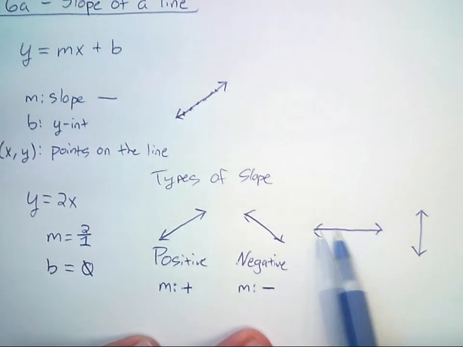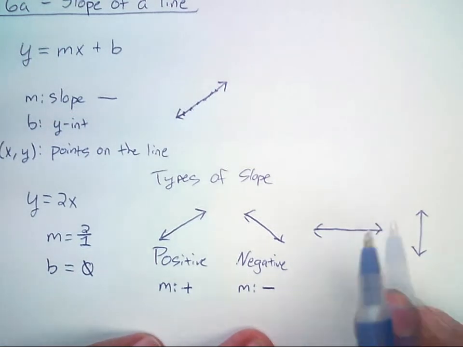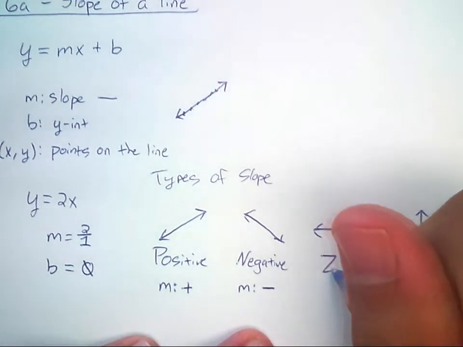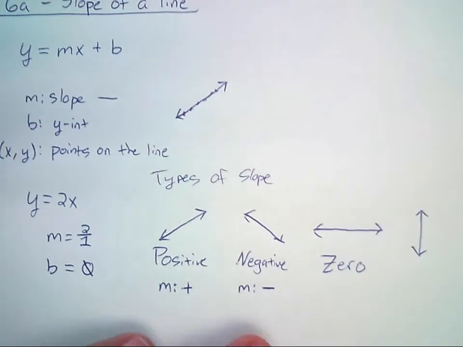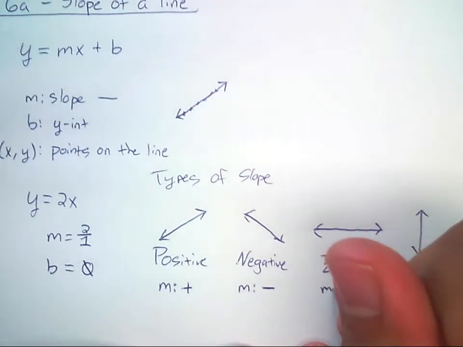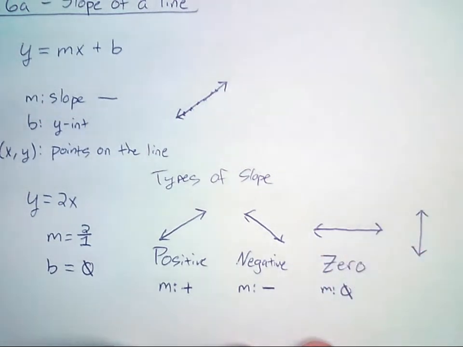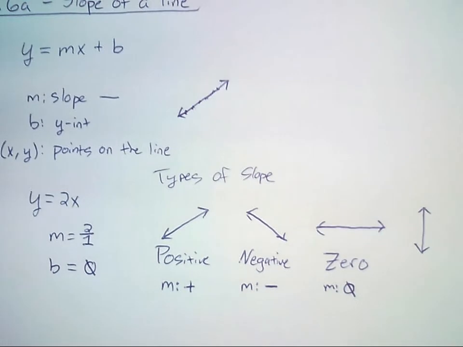Now here, it doesn't go up, it doesn't go down, it remains flat. Well, the slope of that is 0. So m would actually be the number 0. Pretty cool, huh? Easy to remember too. Flat is 0. No elevation change.